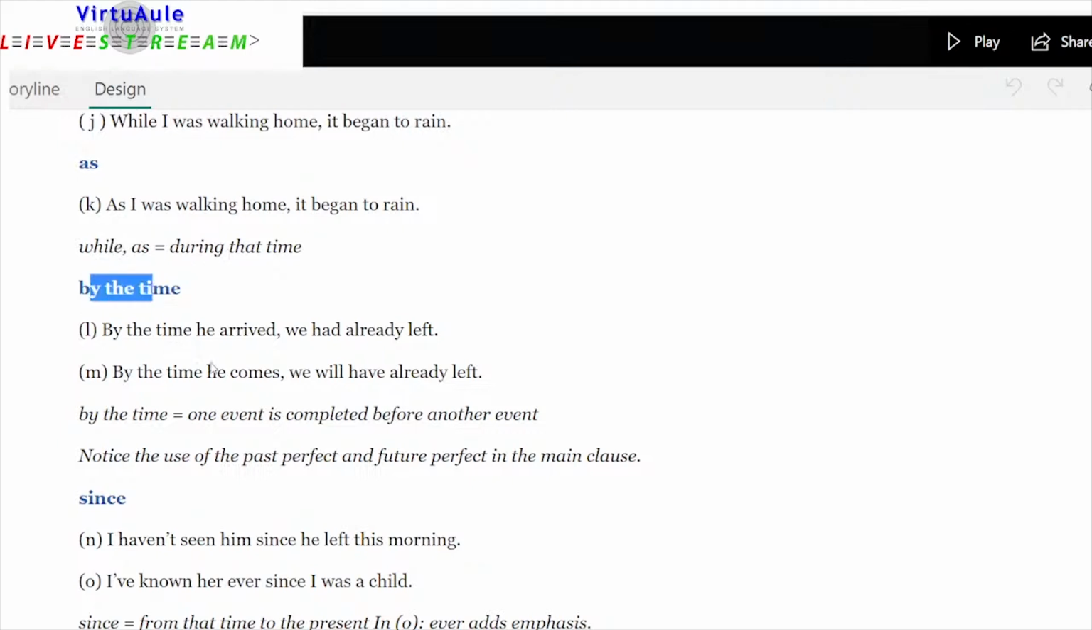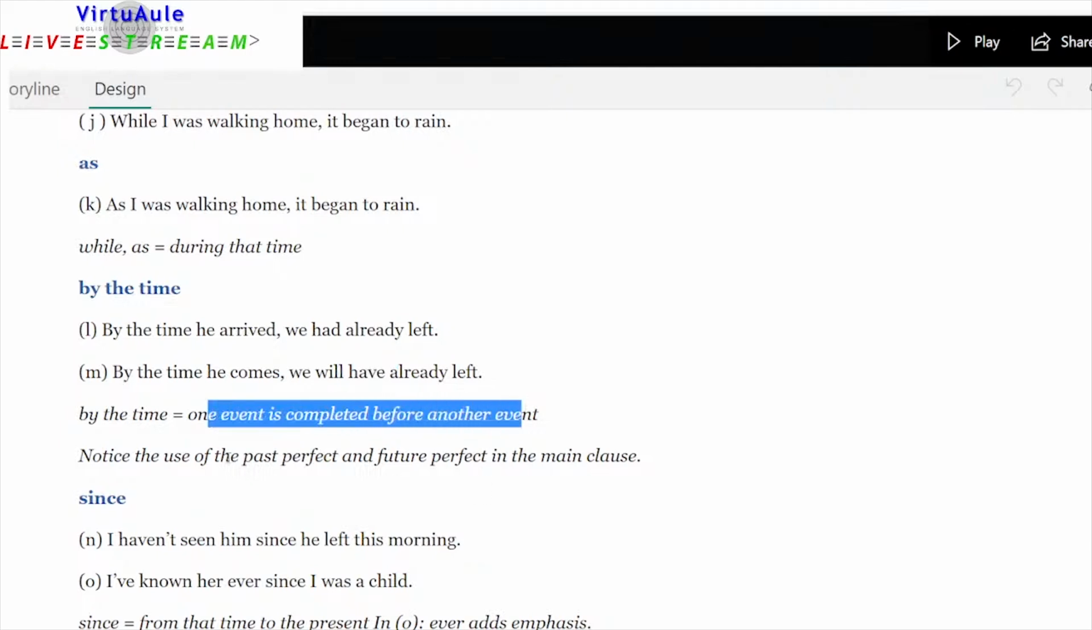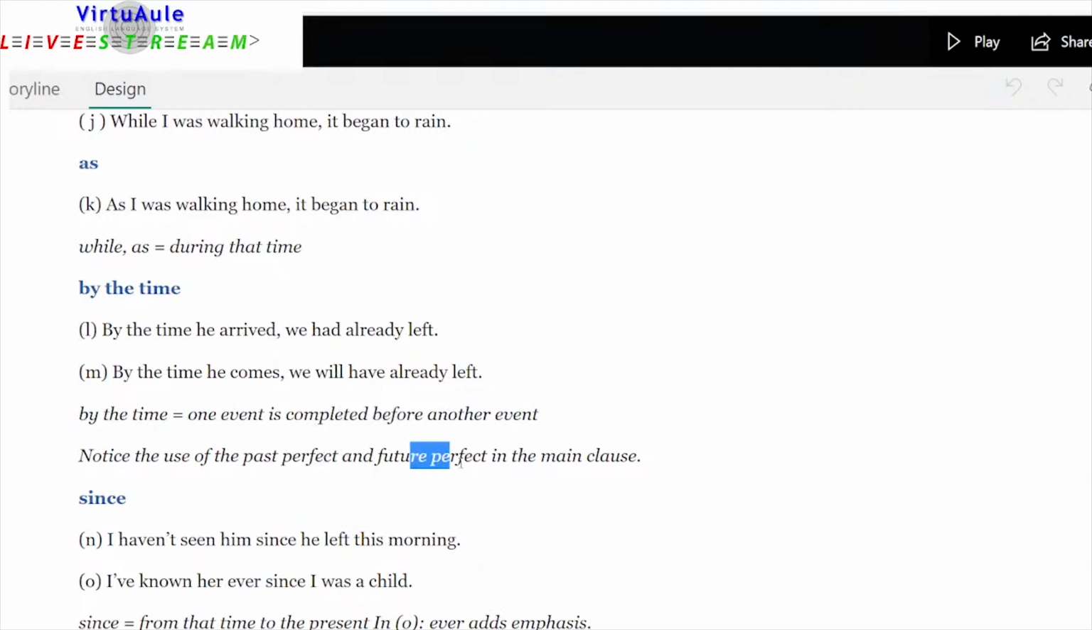By the time, this is a little bit tricky, try to understand this. By the time he arrived, we had already left. By the time he comes, we will have already left. By the time means that one event is completed before another event. Notice the use of the past perfect and the future perfect, because by is a perfect tense.